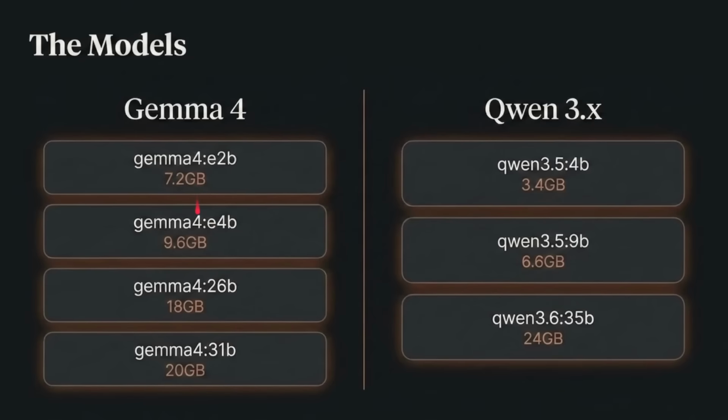And you can see from the download size, 7 gigs, 9 gigs, 18 gigs, 20 gigs, the size of the model that's got to be loaded into memory. So of course memory usage is going to be relative to this download size. And then for the Qwen side, we've got Qwen 3.5 4 billion, Qwen 3.5 9 billion, and I also wanted to check out the new Qwen 3.6 35 billion, which you can see is a 24 gigabyte download, so the biggest download out of everything that we've got here.